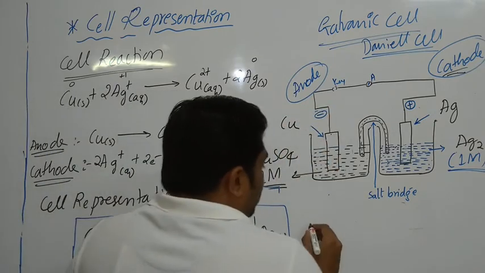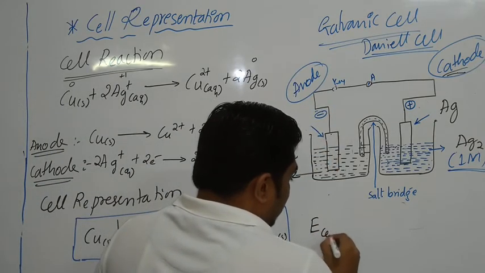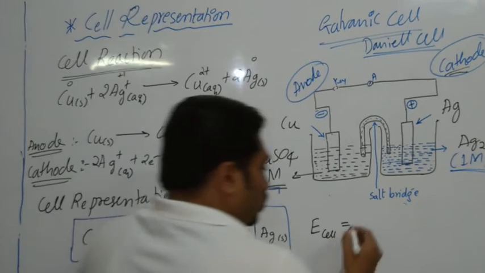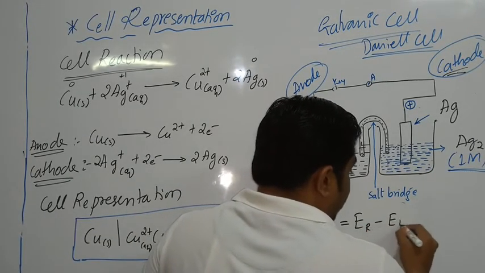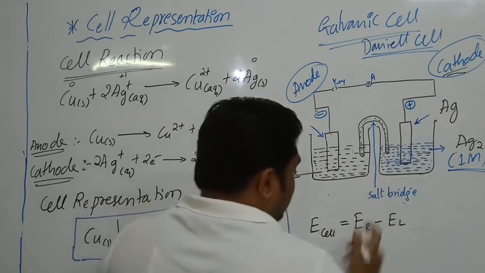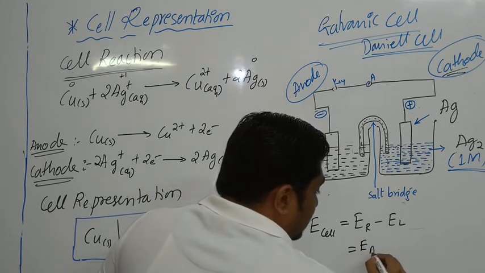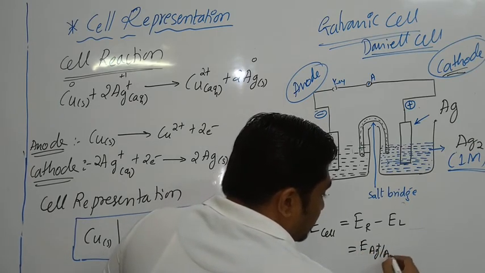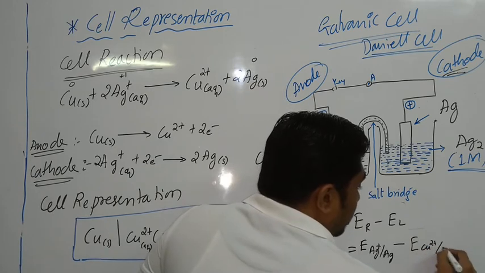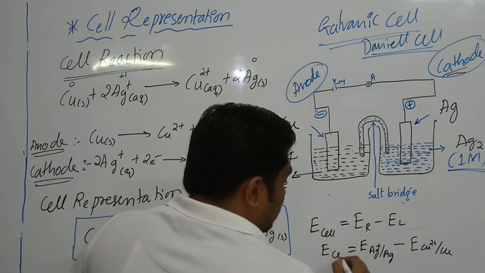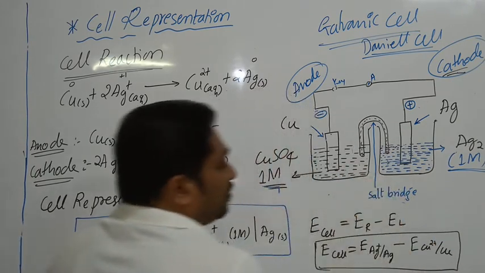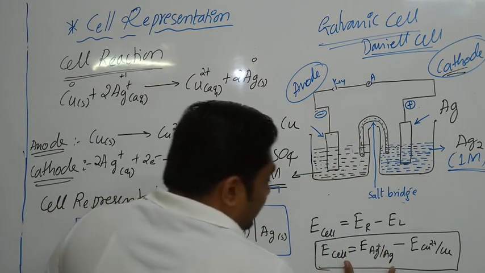Then what is the electromotive force of this cell? E cell or EMF of the cell is equal to. What is the formula to calculate EMF of the cell? E cell is equal to E right minus E left. On the right side, which electrode do we have? Cathode. The cathode is made of silver. So E right means Ag+|Ag, minus E left, Cu2+|Cu. So this is the formula to calculate the EMF of the given cell.